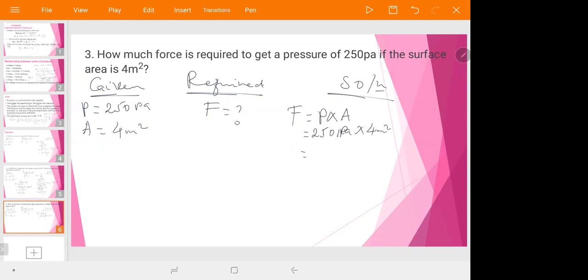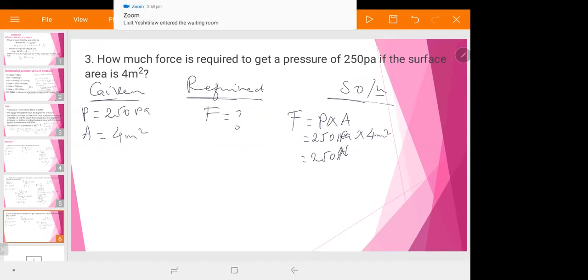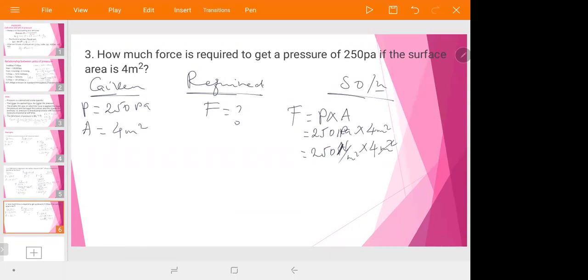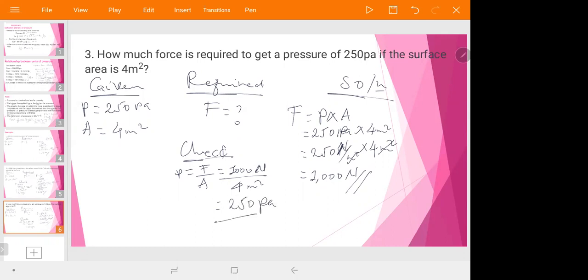That means Pascal is Newton per meter square, so 250 Newton per meter square times 4 meter square. Meter square is simplified by meter square. When you multiply, you will get 1000 Newton. You can check again: pressure is equal to force over area, which is 1000 Newton over 4 meter square, which gives you 250 Pascal.